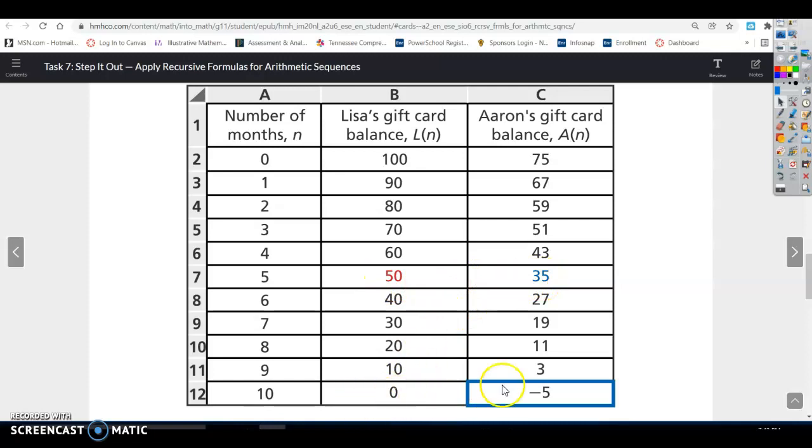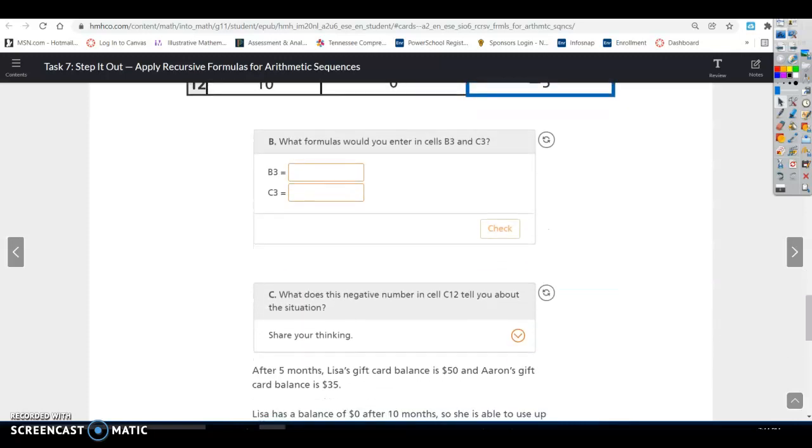You also can see from the table that at the bottom, Lisa's balance is 0. So that means she got to use the entire amount on her gift card. Aaron's gift card says -5. Well, you can't spend a negative amount of money, at least not on a gift card. Maybe a credit card, but not on a gift card. All right, so at the end of this month, he had $3 left, and his monthly subscription was $8, so he does not have enough to purchase the next month's subscription.